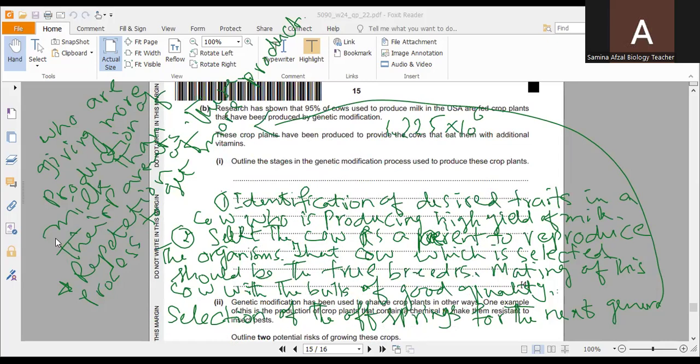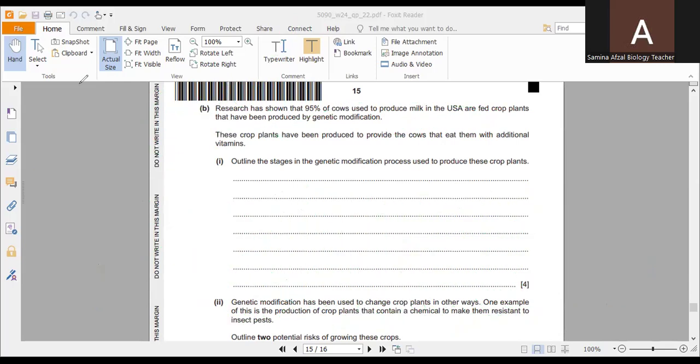Now the next question is, research has shown that 95% of cows used to produce milk in the USA are fed crop plants that have been produced by genetic modification. These crop plants have been produced to provide the cows that eat them with additional vitamins. Outline the stages in the genetic modification process used to produce these crop plants. So I think the same process is involved, but this time we have to give the outline of the stages in genetic modification.